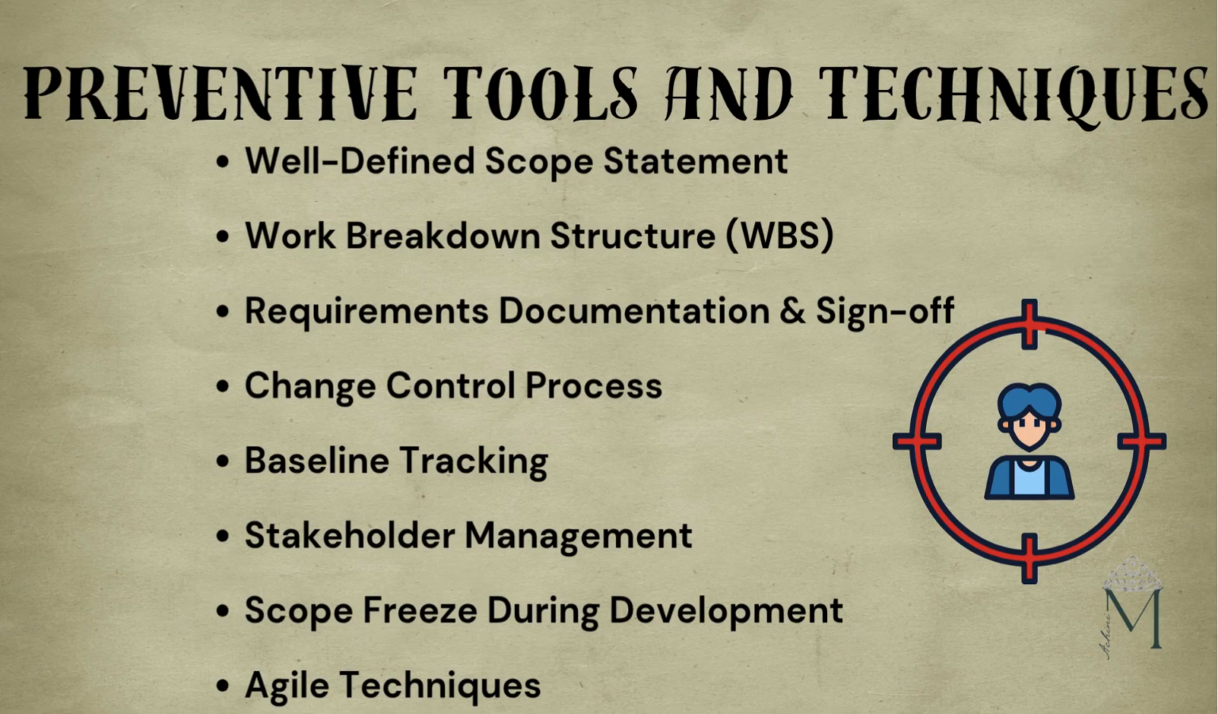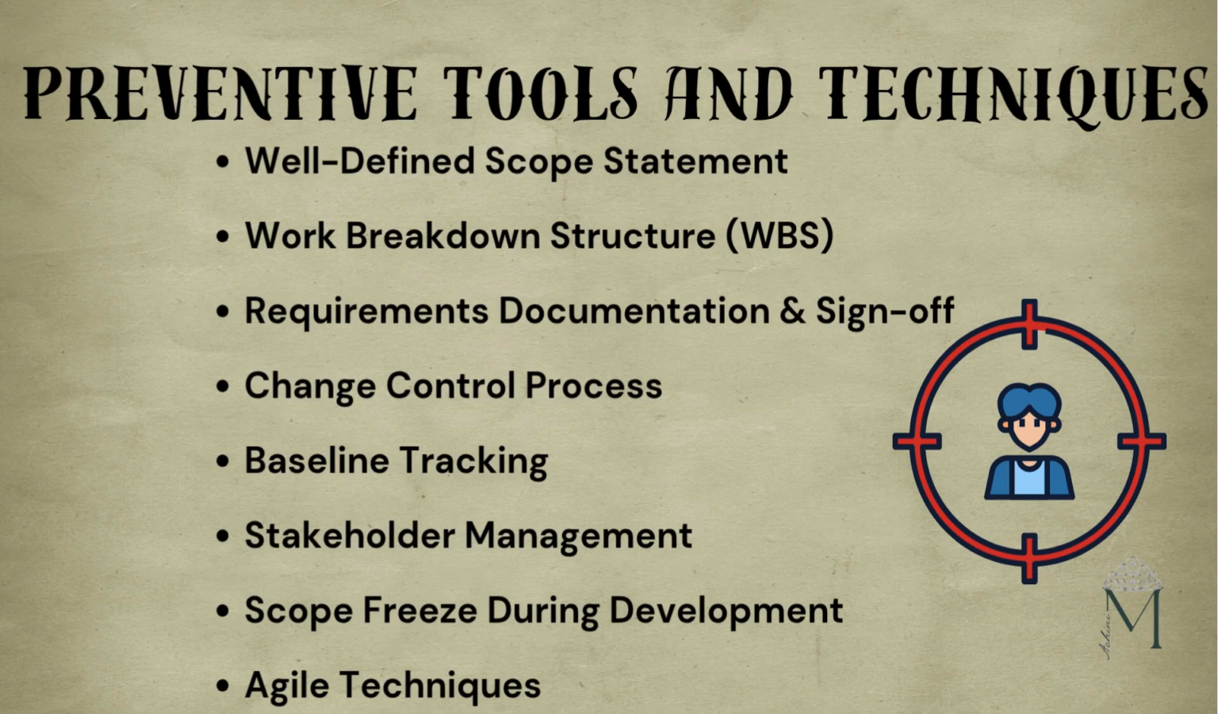If a new feature is requested mid project, don't just say yes. Follow a formal change control process: submit a change request, evaluate impact on scope, time, and cost, review with the stakeholders, approve or reject the change, and finally make sure to document the change. Set and monitor the scope, schedule, and cost baselines. Any deviation can then be quickly flagged and investigated.